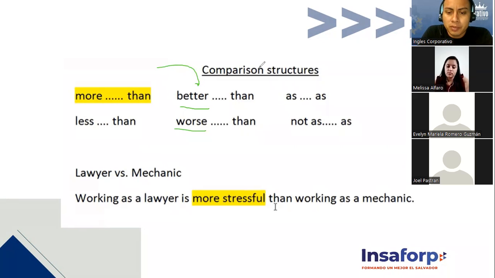Anyone who can provide me with an example? At home, at work. What do you have? Learning English is more interesting than learning science. Okay, learning English is more interesting than learning science. Okay, yes, that's another one.